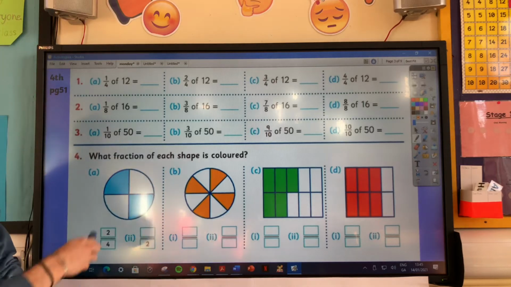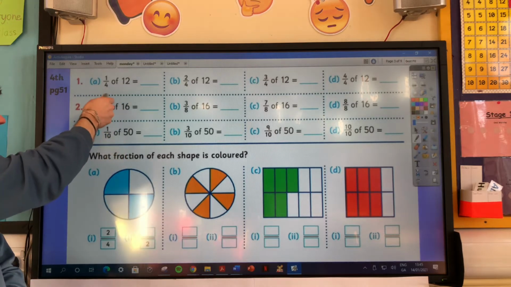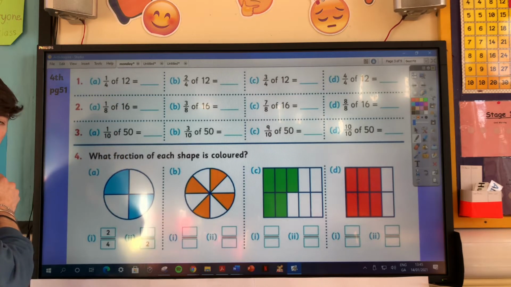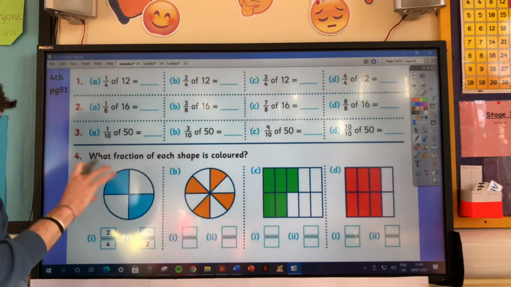Here we have on page 51 of the 4th class basic maths, question 1, 2, 3 and 4. So what they're looking for is a fraction of the number. The first thing we need to look at when we're looking for a fraction of a whole number is what number is the whole number. So 12 is the whole number, and we're looking for a quarter of 12.